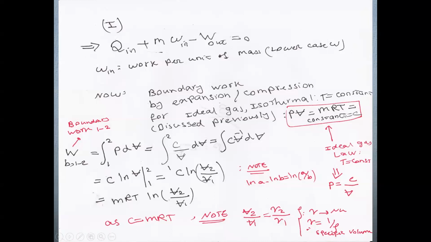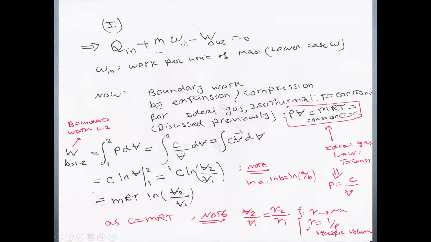Going from state 1 to state 2, MRT is constant because during this expansion it's the same mass. Mass doesn't increase or decrease, conservation of mass. And R is the same specific gas constant, as long as it is the same gas, which is the case. And going from state 1 to state 2, temperature remains the same. So MRT remains constant. So basically P is that constant divided by volume, MRT divided by volume.